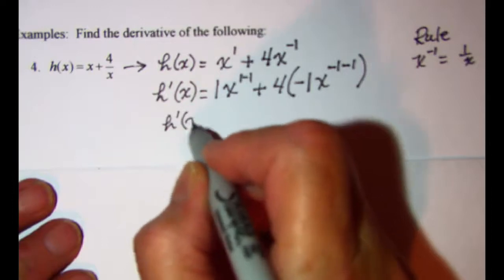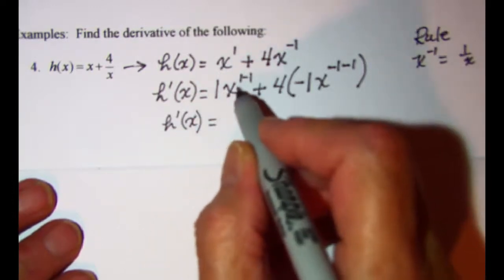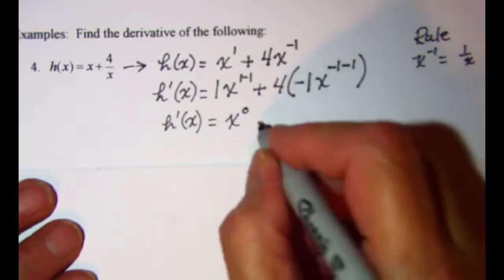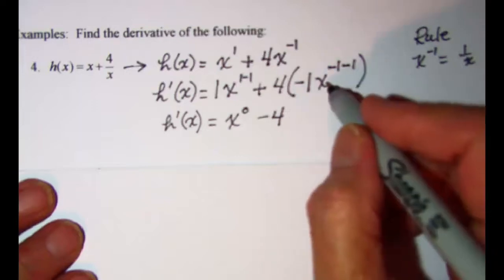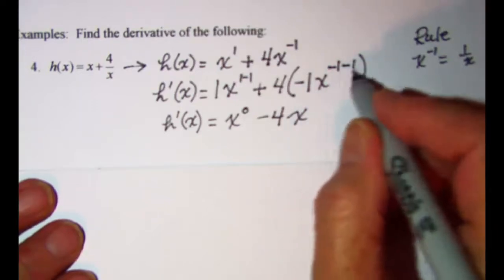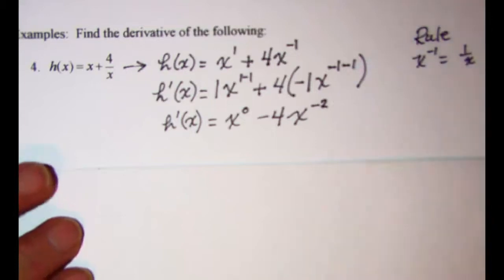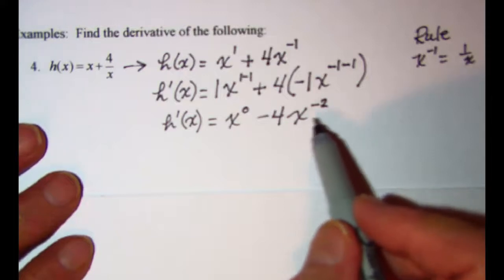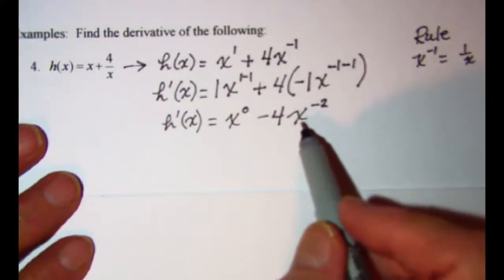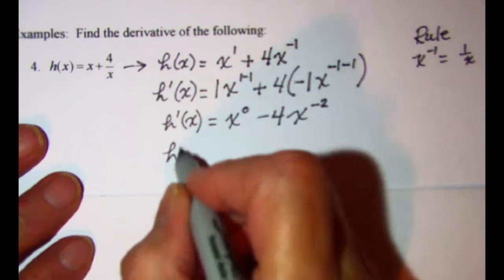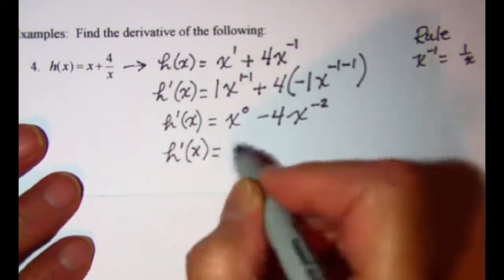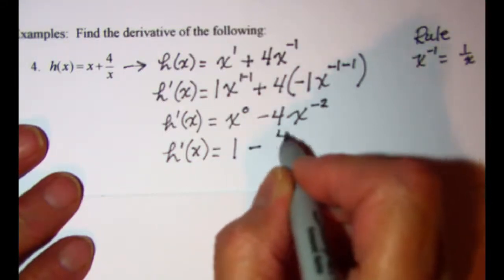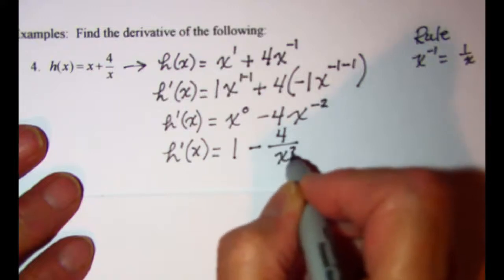So my derivative now, I can just simplify this. It's going to be x to the 0, and then 4 times negative 1 is negative 4, and x is to the negative 2 power. I would probably rewrite this with this x factor down in the denominator. So my derivative is going to be x to the 0 is 1, subtract 4 over x squared.